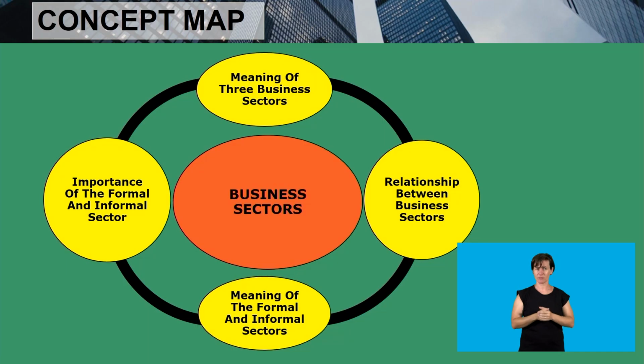But before we do that, let us just recap on the lesson overview, which is our concept map. Our first subtopic that we unpacked in this lesson was the meaning of the 3 business sectors, followed by the relationship between business sectors and the meaning of formal and informal sectors, and lastly, we looked at the importance of the formal and informal sectors.